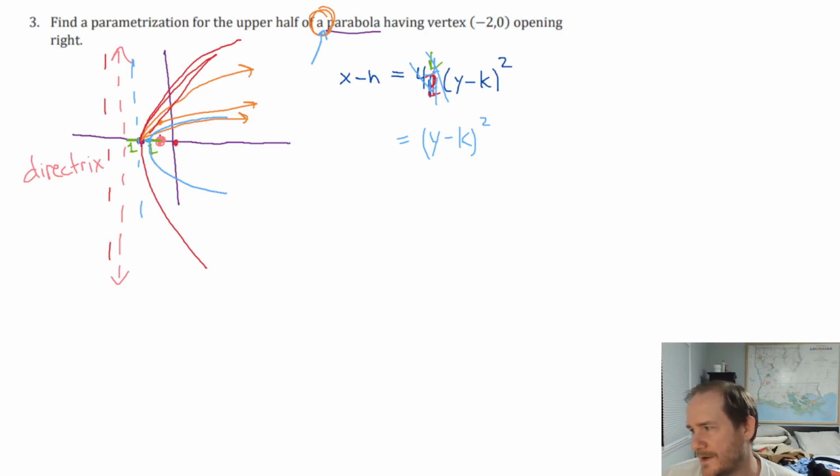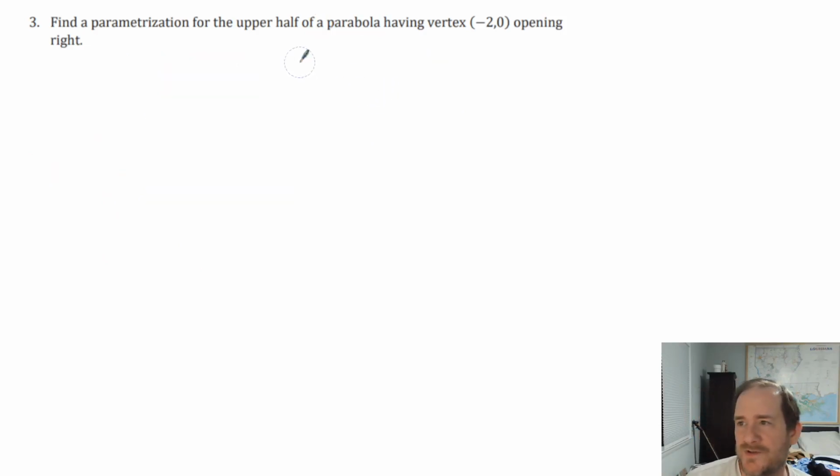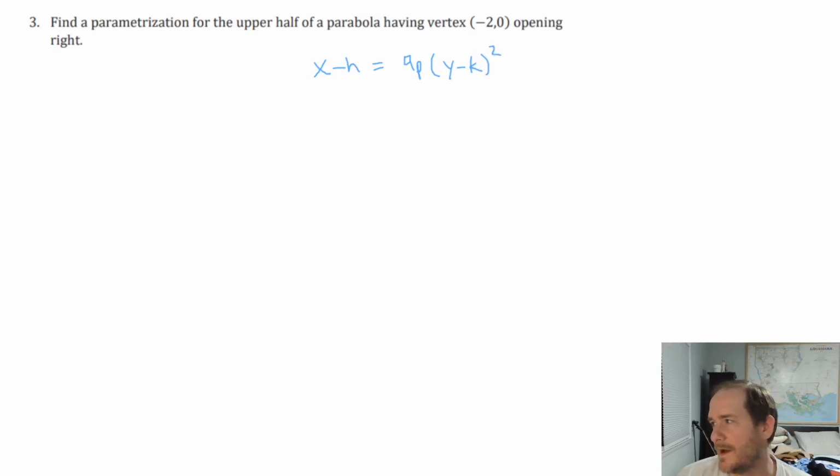So all of that long-winded explanation was just to justify the fact that in my equation, x minus h equals 4p times y minus k all squared, I am going to go ahead and just choose for p to be a quarter, and then I just have no coefficient here at all. And then I can just start slotting in these values. It says x minus 2, so that will be an x minus minus 2, which is x plus 2.